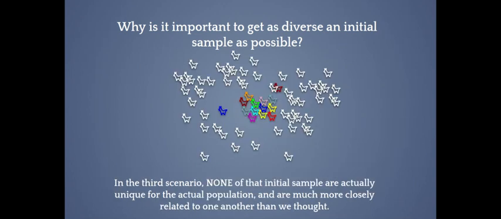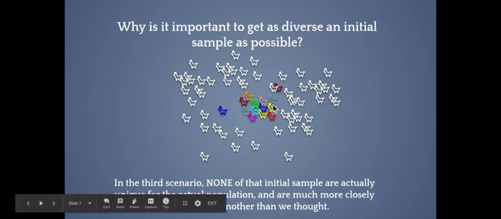Okay, and then in this third scenario, none of the initial sample are actually unique for the actual population, and they are much closer, more closely related than we thought they were. So you look here, they all look a lot closer together once you're looking at the whole actual population, assuming that our initial sample was not a good one.